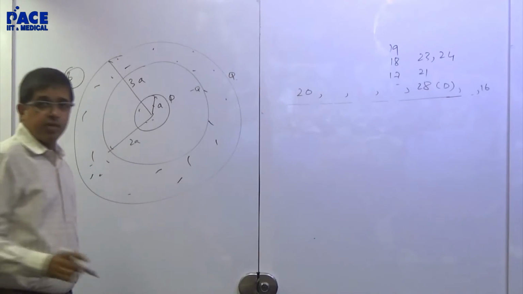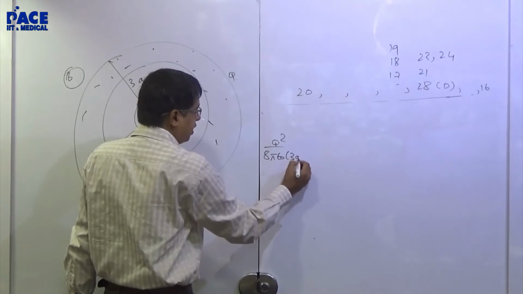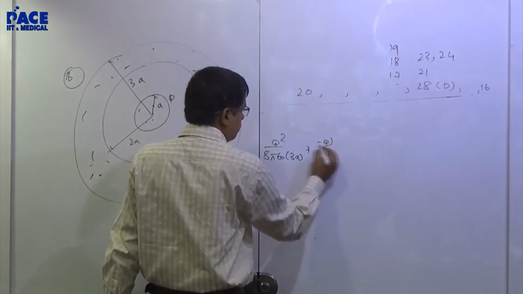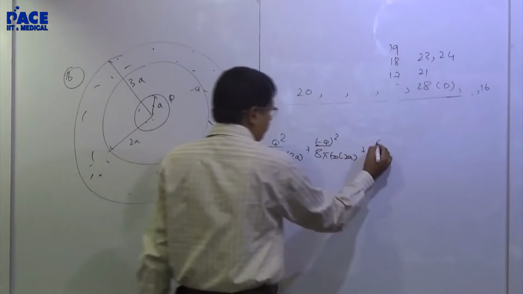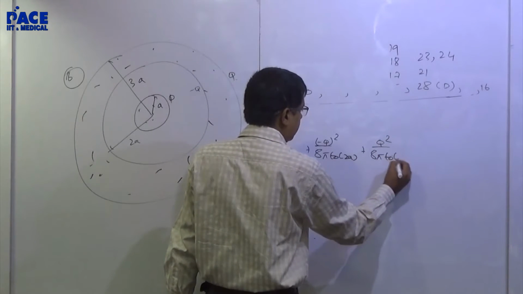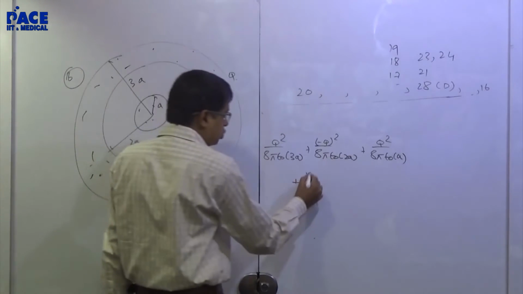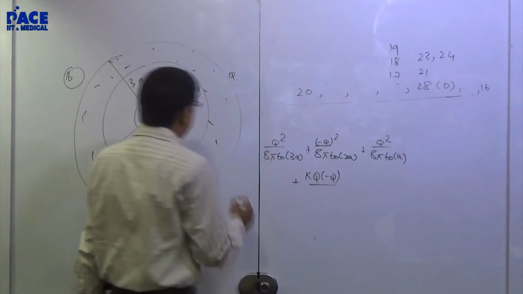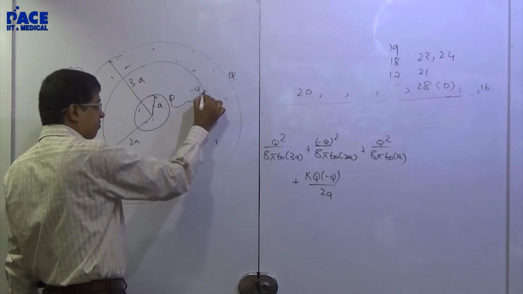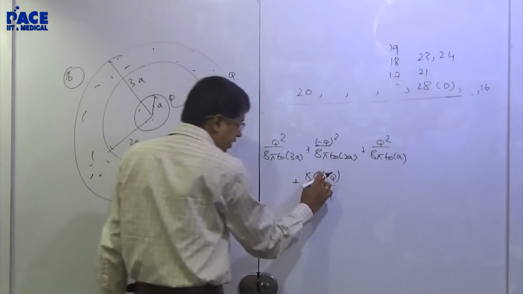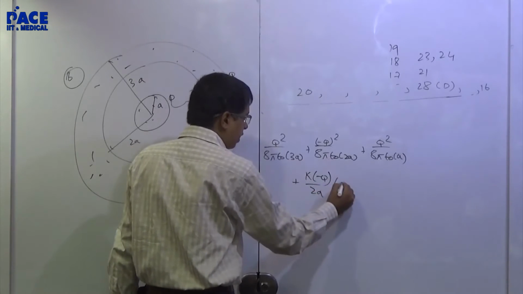I repeat, please observe, self energy of this Q square by 8 pi epsilon naught 3a, self energy of this minus Q whole square by 8 pi epsilon naught 2a, self energy of this Q square by 8 pi epsilon naught a. Now interacting potential energy between these two, K Q into minus Q by 2a. Because of this, whatever is the potential on the surface, everywhere inside it will be the same. So very technically I will write this as K minus Q by 2a into Q.